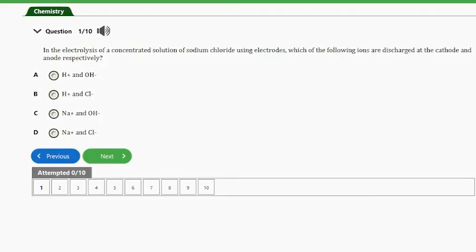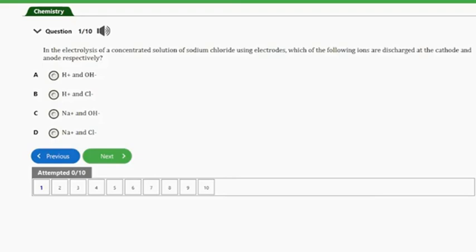It says, in the electrolysis of a concentrated solution of sodium chloride using electrodes, which of the following ions are discharged at the cathode and anodes respectively? A, hydrogen ion and hydroxyl ion, B, hydrogen ion and chloride ion, C, sodium ion and hydroxyl ion, and D, sodium ion and chloride ion. The answer to this question is option B, hydrogen ion and chloride ion.